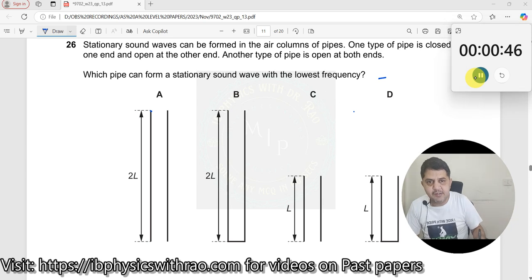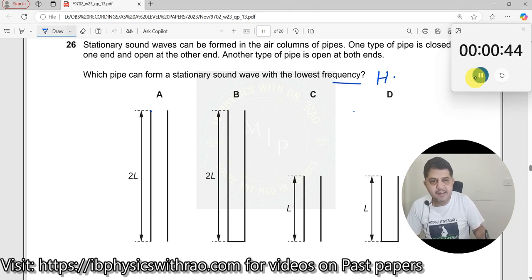Okay, lowest frequency. What do you mean by it? Which means it should be highest wavelength. Highest wavelength. Okay. Now let us use this clue here.